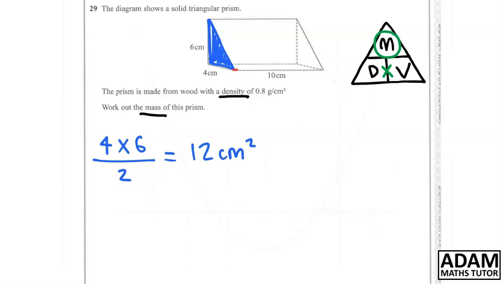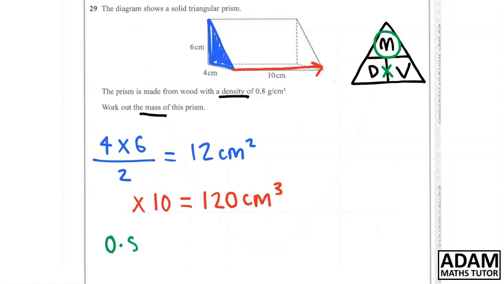To work out the volume, I then just need to multiply this area by the height or the depth, which would be 10. So the volume of this prism is 120 centimeters cubed. And lastly, to work out the mass, I just need to do the density, which is 0.8, multiplied by the volume, 120, and this gives me the mass, which would be 96 grams.